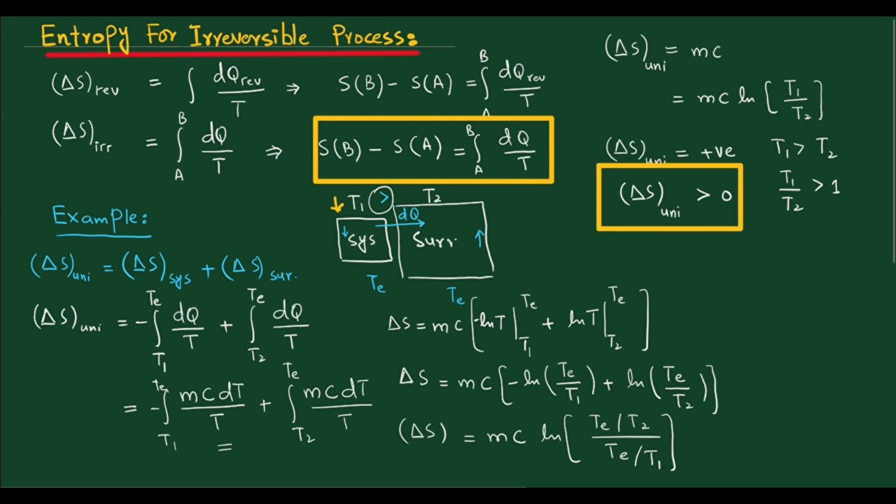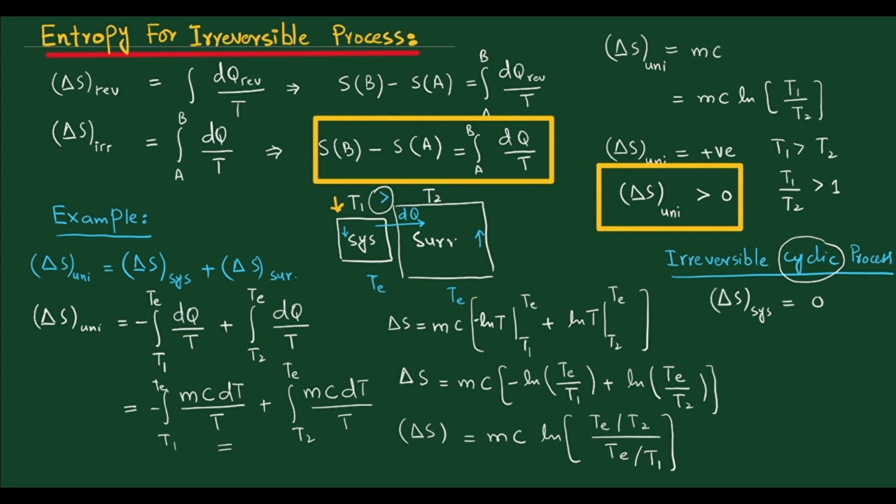Now consider the change in entropy for an irreversible cyclic process. In the last video we discussed the change in entropy for a reversible cyclic process, and that was 0, because it is a state function and only depends upon the initial and final state. For an irreversible cyclic process, the change in entropy for the system is also 0 because it is a cyclic process and entropy is a state function.